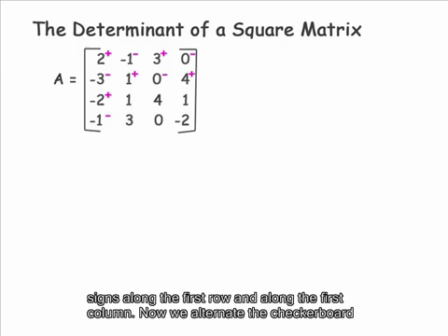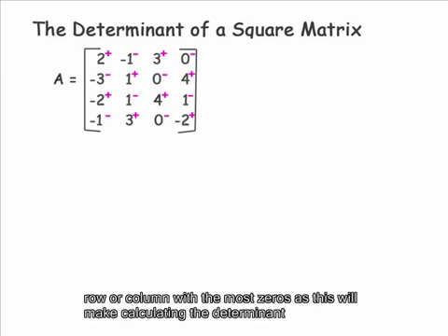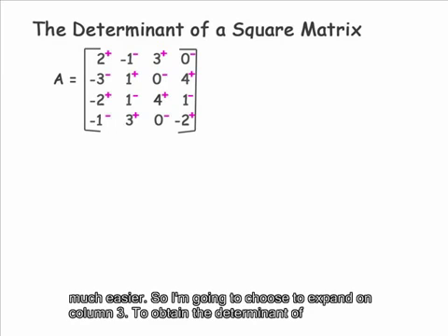Now we alternate the checkerboard signs along each row. Next, we pick a row or column to expand on. I recommend choosing the row or column with the most zeros, as this will make calculating the determinant much easier. So I'm going to choose to expand on column 3.